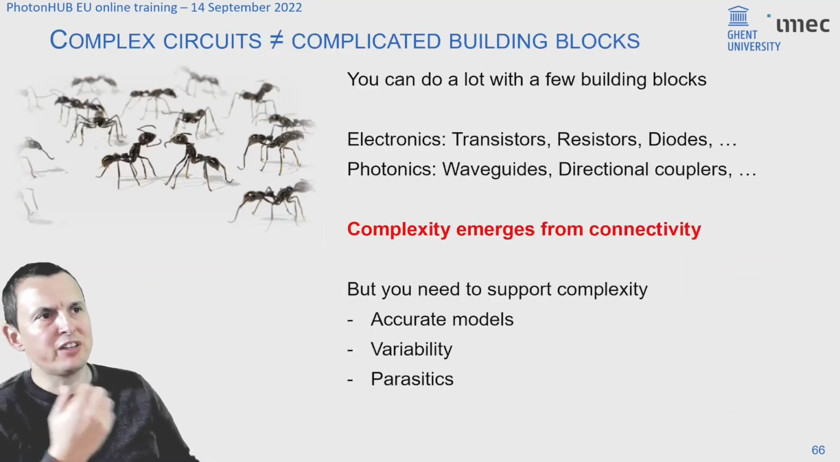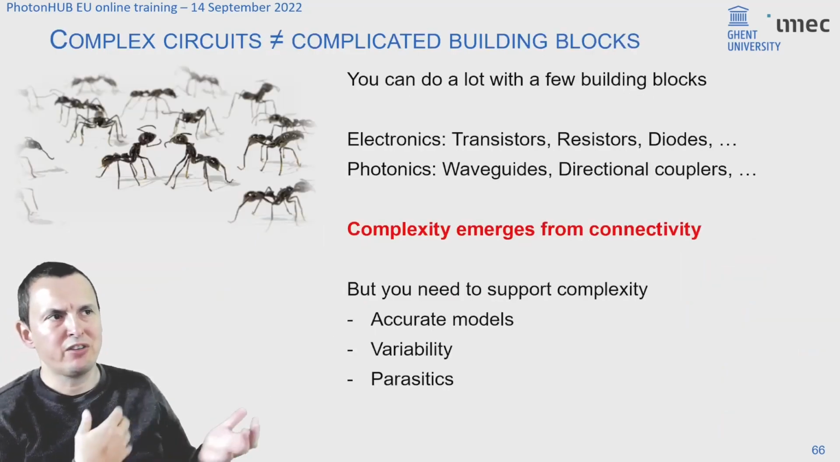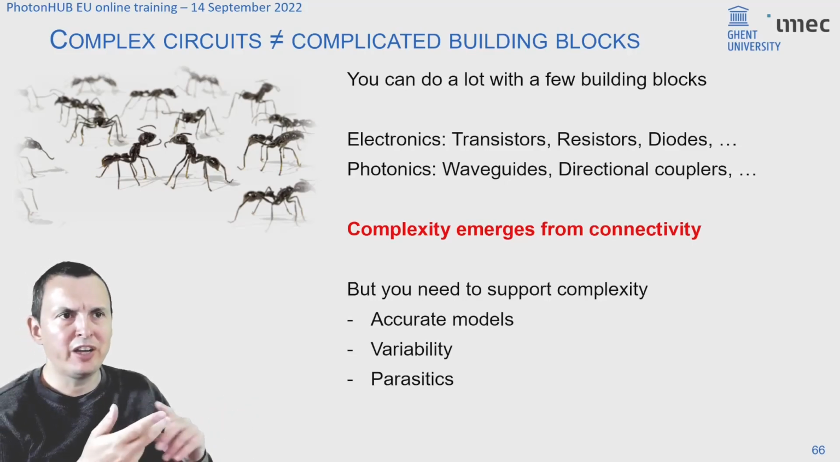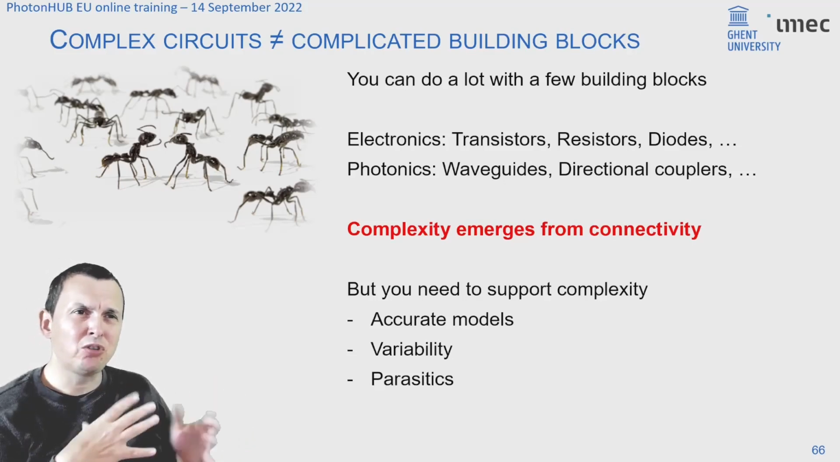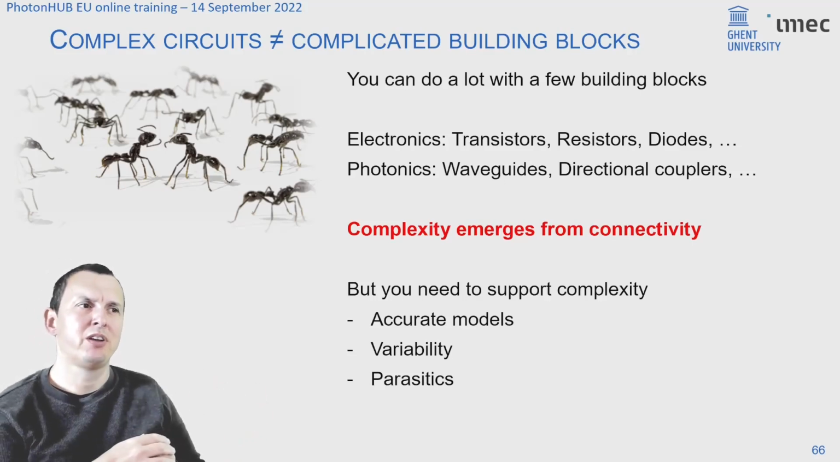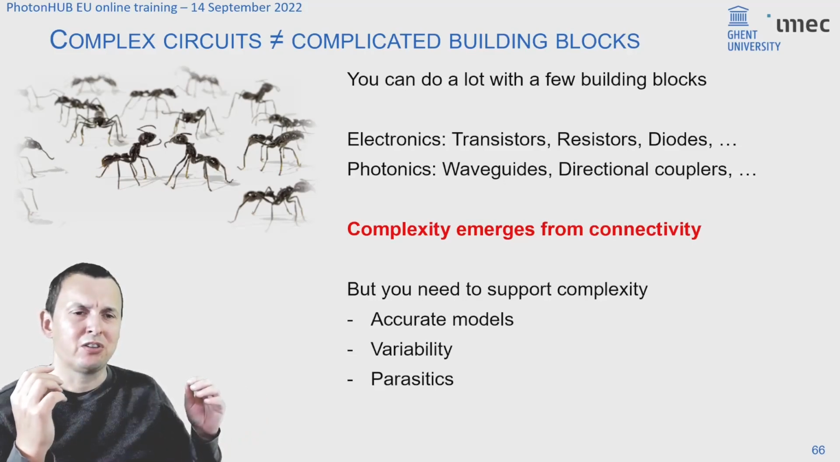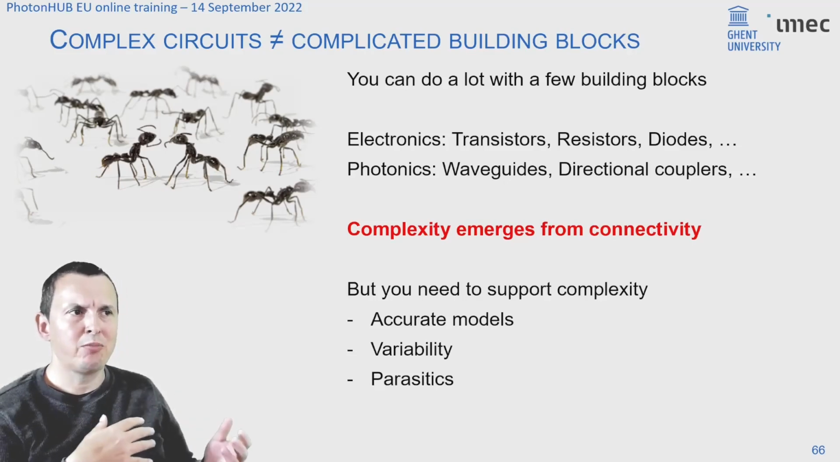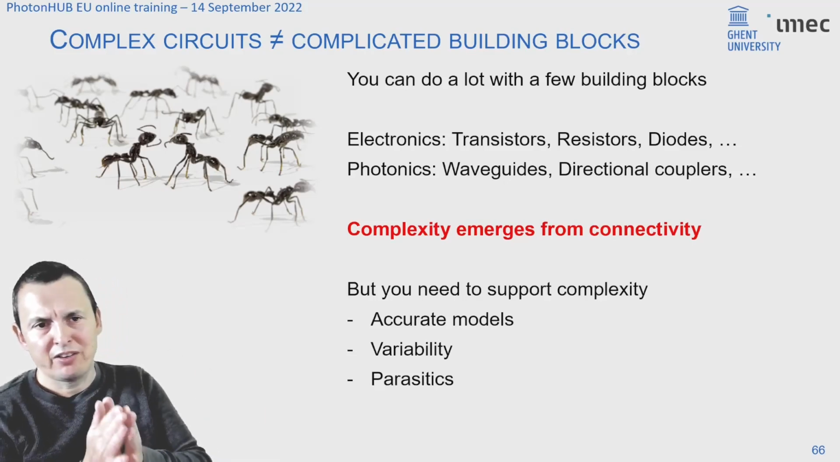Now, like I mentioned, it's not because your circuits are complex that your building blocks are complex. We can live with a limited set of building blocks. We need a modulator, a detector, some waveguides, some couplers, etc. And we can build almost any circuit that we want. But the functionality comes from how you connect these together. And in order to design that functionality, you need to be able to accurately predict how it's going to work.